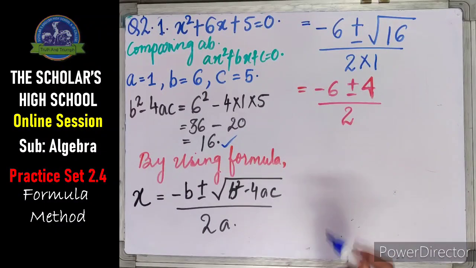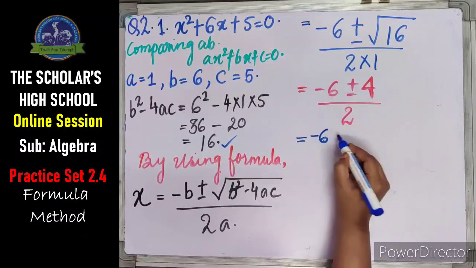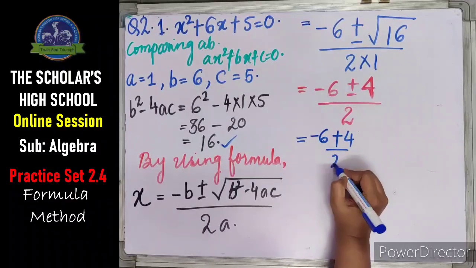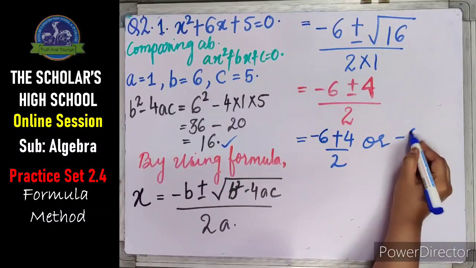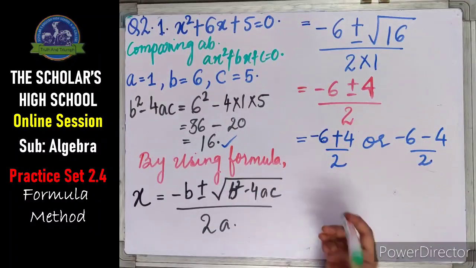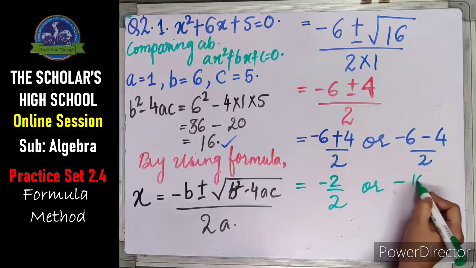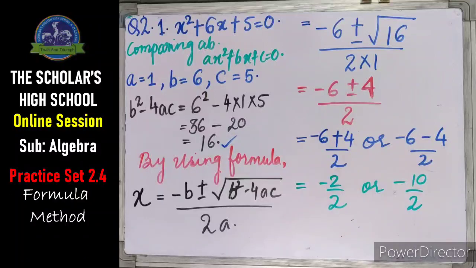So now you are going to write it once with the plus sign and once with the minus sign. So (6 plus 4) upon 2 or (6 minus 4) upon 2. So it will be minus 2 upon 2 or minus 10 upon 2. So it is divisible. When you simplify it, you will get minus 1 or minus 5 as the roots of the given quadratic equation.